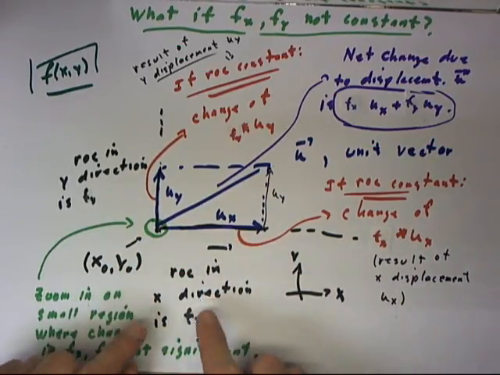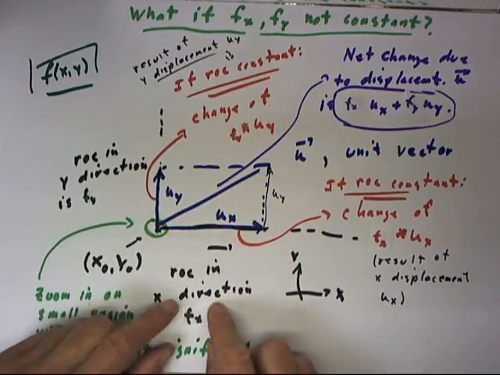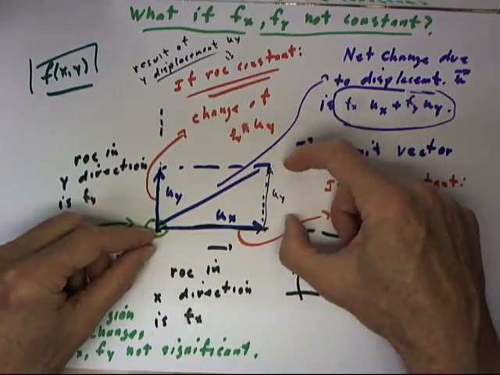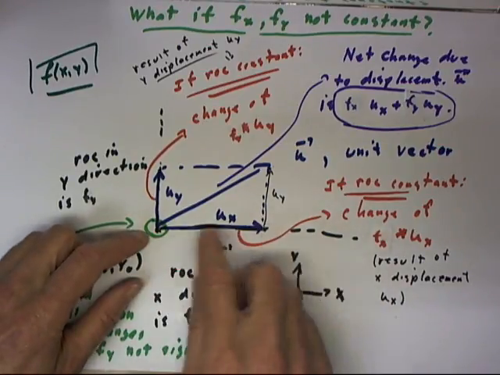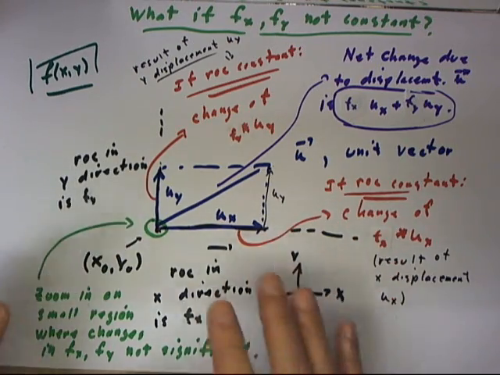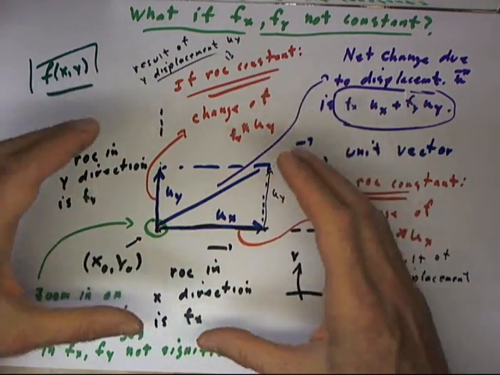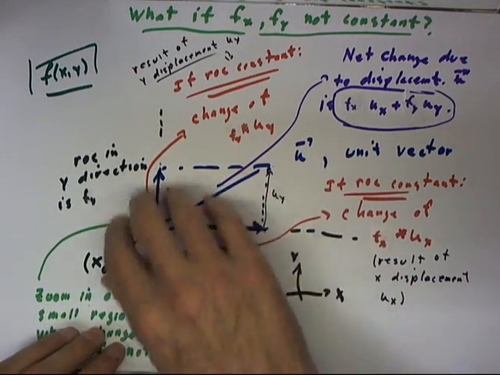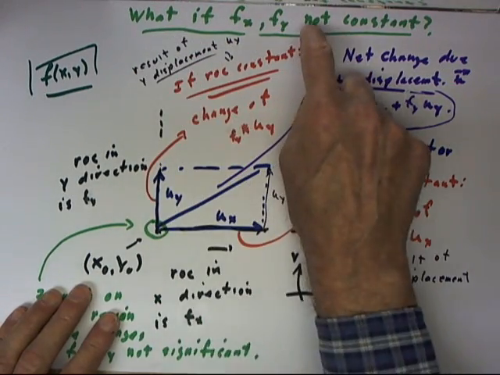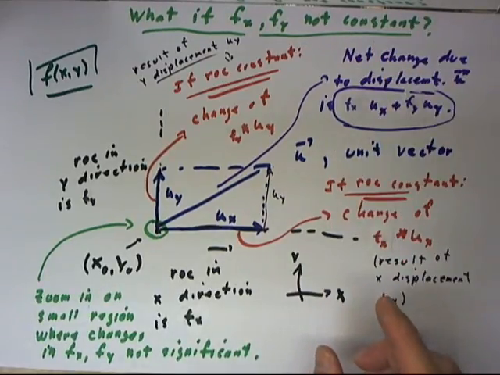The rate of change in the x direction might change by a huge amount over an interval that large. That might or might not be the case depending on the function, but clearly it may well be the case. So we can't assume that the rate of change remains constant over this large interval, over this large region. So the question, what if fx and fy are not constant?